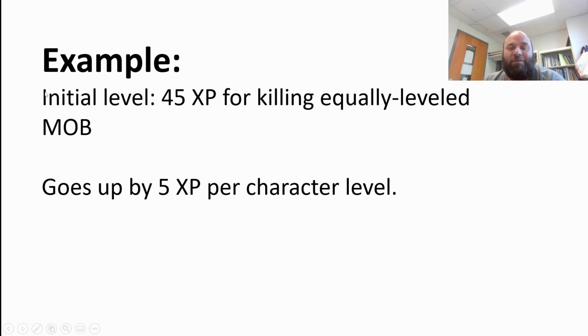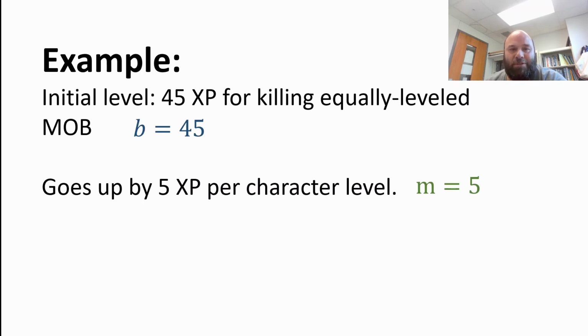So let's start with our World of Warcraft example, because we've already gotten this information before. So here's how we can interpret these statements to construct the equation. We're told at the initial level, we get 45 XP for killing an equally leveled monster or beast, and that the number of XP we get goes up by 5 per character level. So that first statement, that's the initial value. That tells us our b, what we start with. And the second, notice it has a change word, goes up by. So that's slope. That tells us that m equals 5.